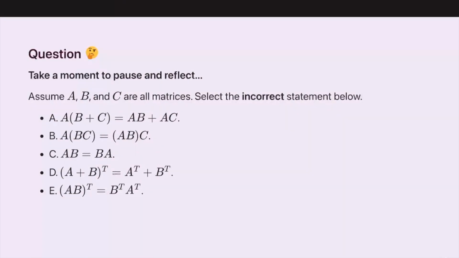Okay, so the correct answer for this one will be C, or I suppose C is the incorrect statement, but C is the correct answer to this question. And why is that? Well, we can create an example. Let's say that A is some matrix which is a 5 by 7, and B is some matrix that's 7 by 5. And that would result in a 5 by 5 matrix, right?